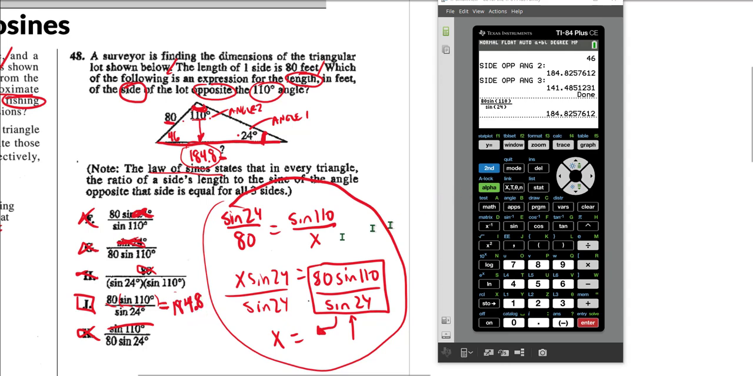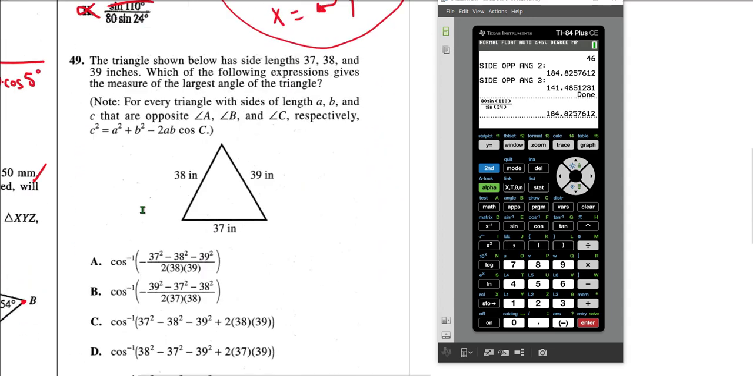So that is number 48, and then finally we have number 49 at the bottom. In this question, clearly you can see that we're going to be using the law of cosines, as the law of cosines is given again, as it often is. So let's go ahead and read through this. The triangle shown below has side lengths 37, 38, 39 inches. Which of the following expressions gives the measure of the largest angle of the triangle?